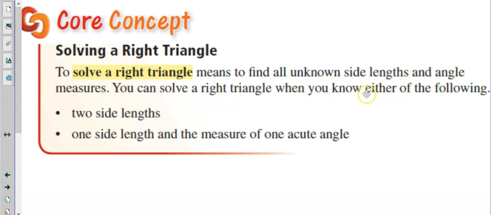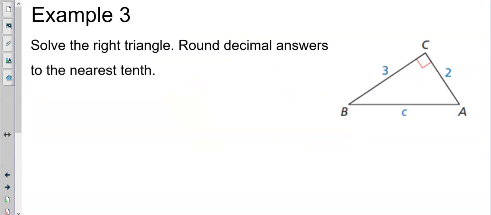All right, to solve a right triangle means to find all unknown side lengths and angle measures. You can solve a right triangle when you know either of the following: 2 side lengths, then we would do a squared plus b squared equals c squared, or 1 side length and 1 acute angle, which means we'd use sine, cosine, or tangent. So, solve the right triangle.